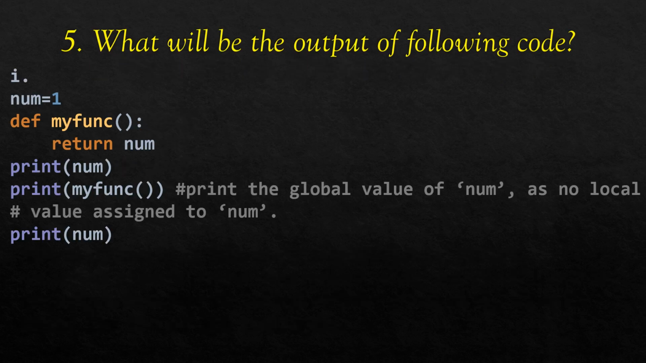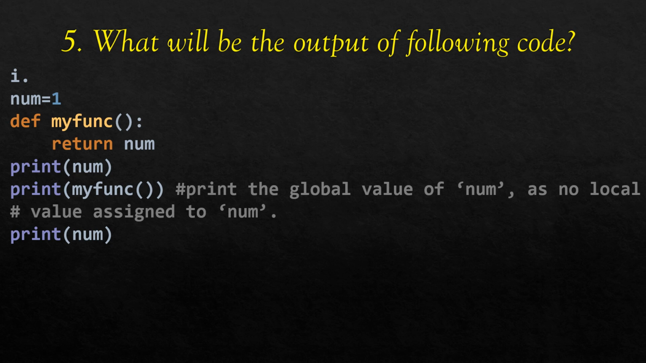Now what will be the output of the following code? As you can see here, one variable globally defined num is equal to 1 and the function is there, my function, which is returning num. Now next print statement which is out of the function definition. Now another print statement where my function is called. Now finally print the value of num.